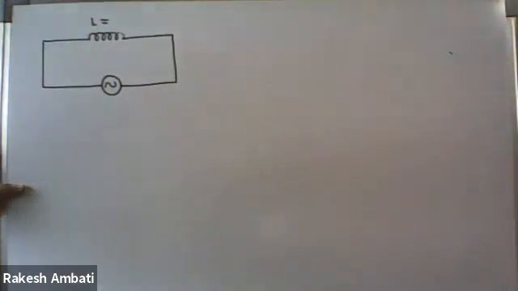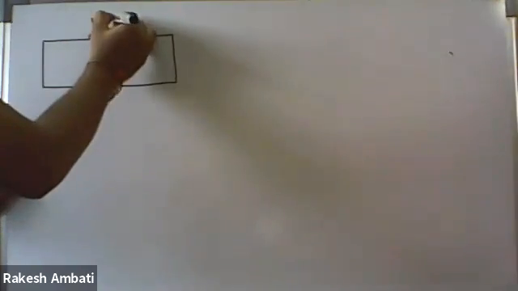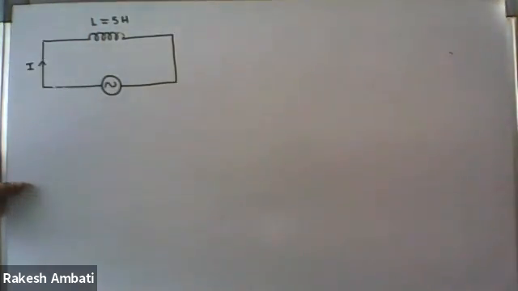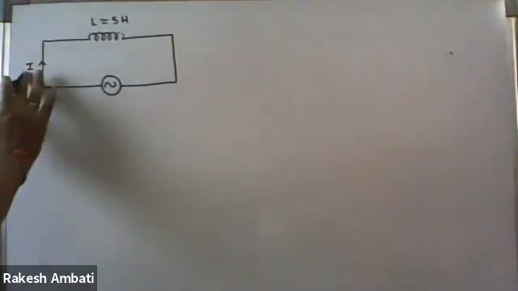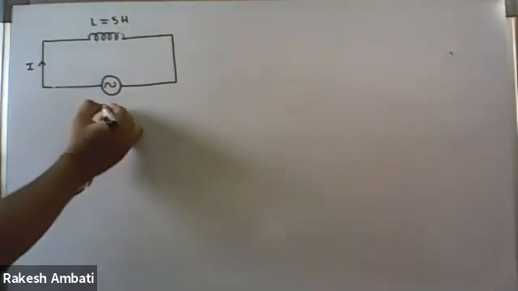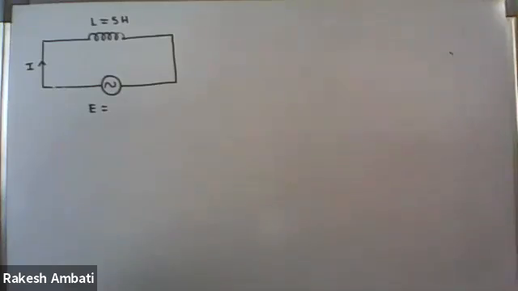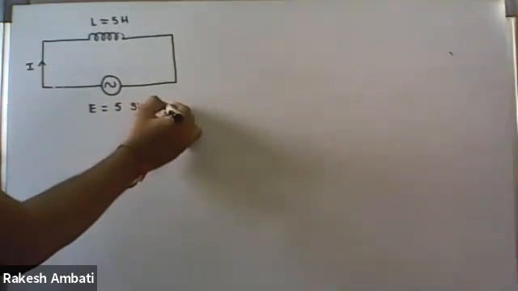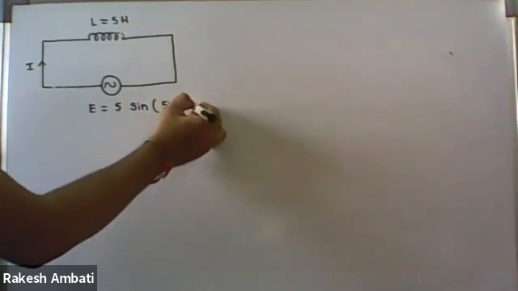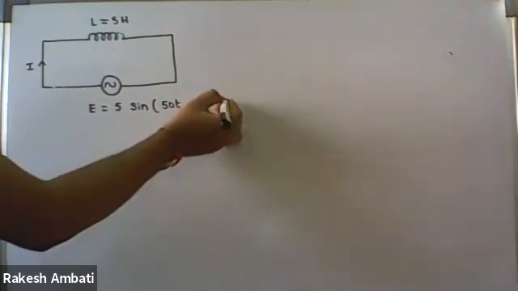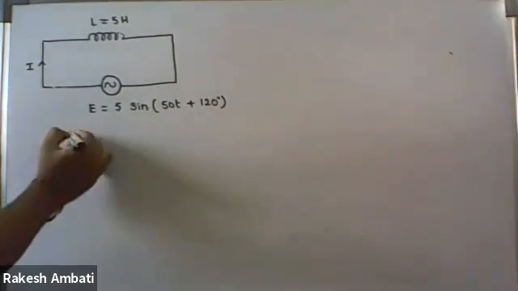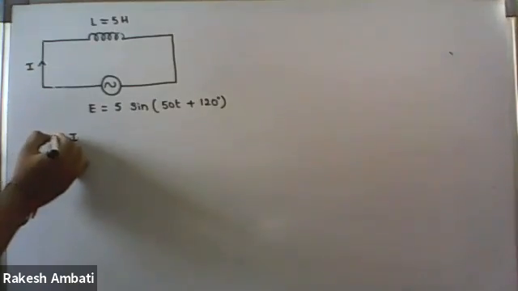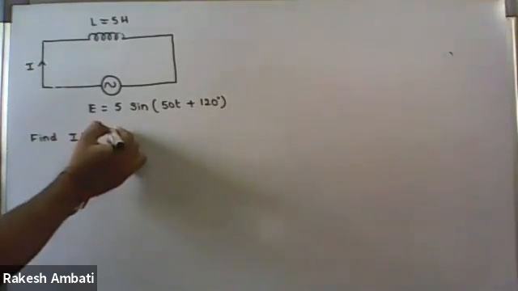Same purely inductive circuit. L is given 5 Henry and current I. Okay, so it is a homework question. EMF is given, E equal to 5 sine function of 50t plus 120 degrees. You have to find current as a function of time.